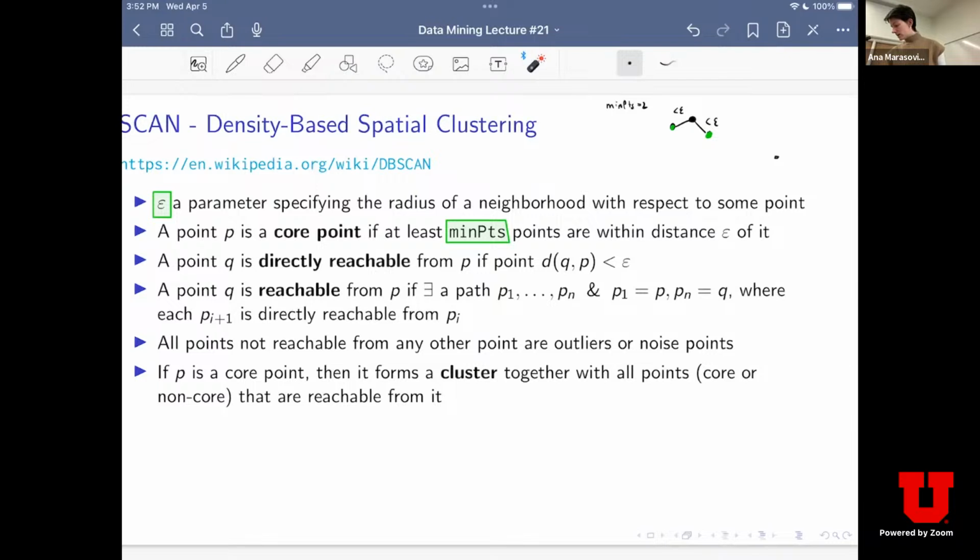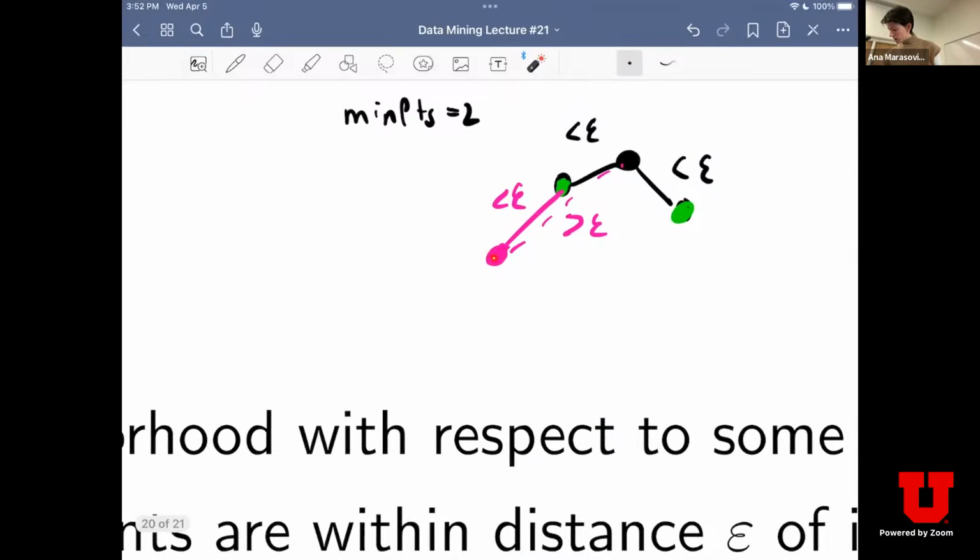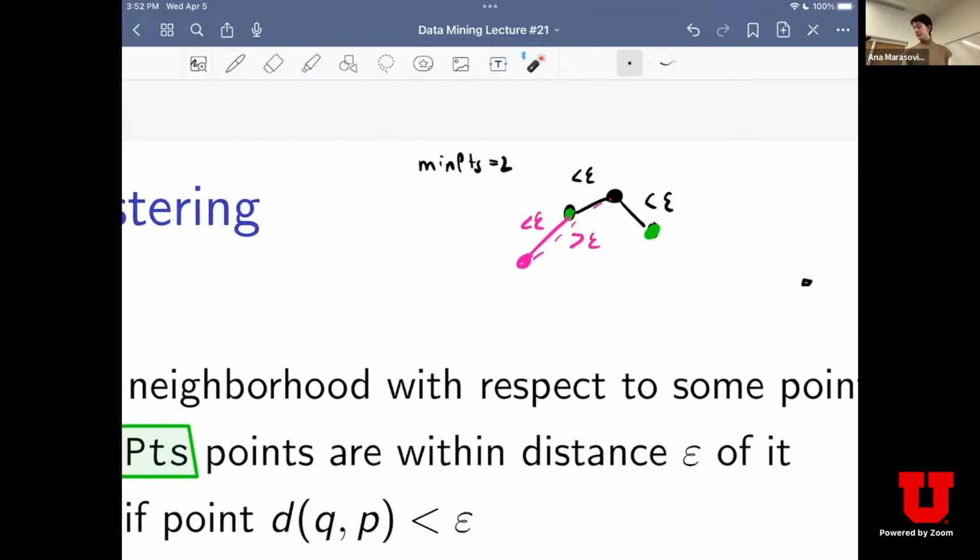So you can have something like this point here. Let's say that this distance is also smaller than epsilon, but this distance here is larger than epsilon. So you can come to this point through this path, but it's not directly reachable because the distance between them is larger than epsilon.